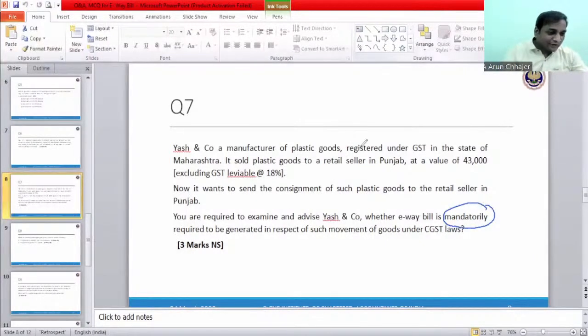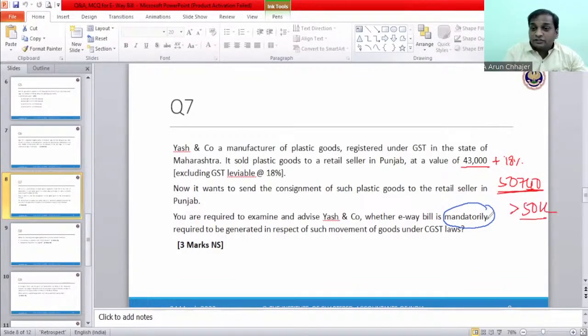You all are saying yes, required. Why is it required? Because the value is excluding GST, so we need to add GST. If we add 18% GST, the value comes to 50,740, which is greater than 50,000. So mandatorily it is required. Because you need to explain the meaning of the consignment value.